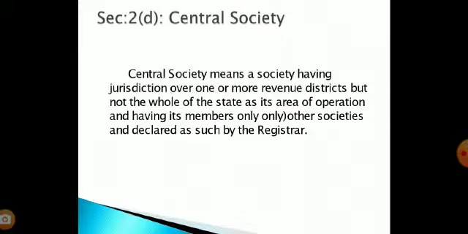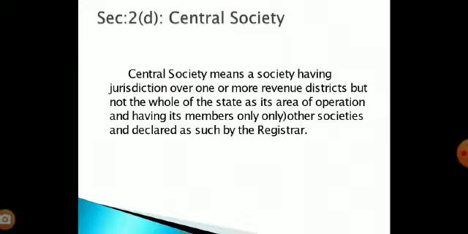And the next definition, section 2 subsection D, central society. Central society means a society having jurisdiction over one or more revenue districts but not the whole of the state as its area of operation, and having its members only other societies and declared as such by the registrar. In case of the credit societies, the district cooperative bank is an example of central society, and the district wholesale store in case of consumer cooperatives.